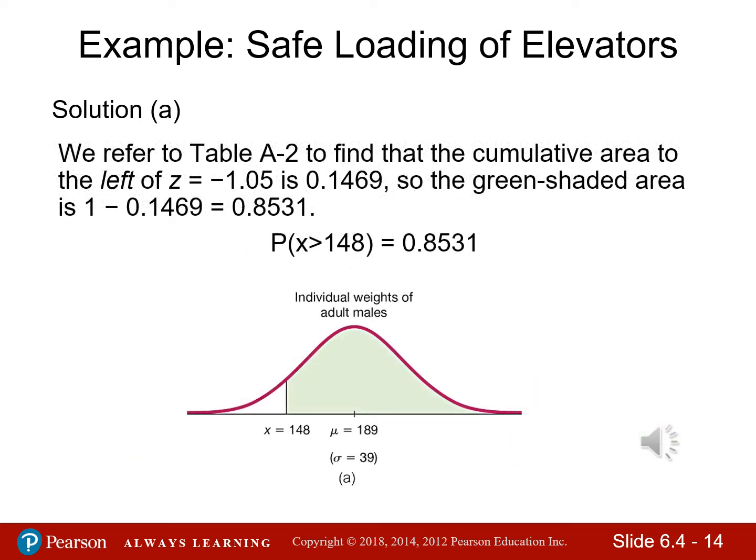So when we refer to table A2 to find the cumulative area to the left of our z-score of negative 1.05, we find that area to be 0.1469. So the green shaded area to the right of our z-score would be equal to 1 minus 0.1469, which is equal to 0.8531. And so we can say that the probability of randomly selecting an adult male who weighs more than 148 pounds is 0.8531.